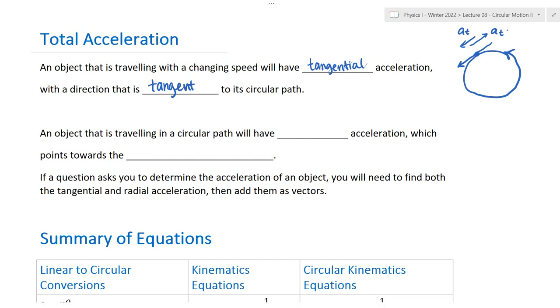An object that's traveling in a circular path will have radial acceleration. This is that other type of acceleration we were talking about. We said radial acceleration always points towards the center. Remember when we did v final minus v initial? Let's say this is v initial, and this is minus v initial here. We end up getting this vector, v final minus v initial, which always points towards the center of the circular path.